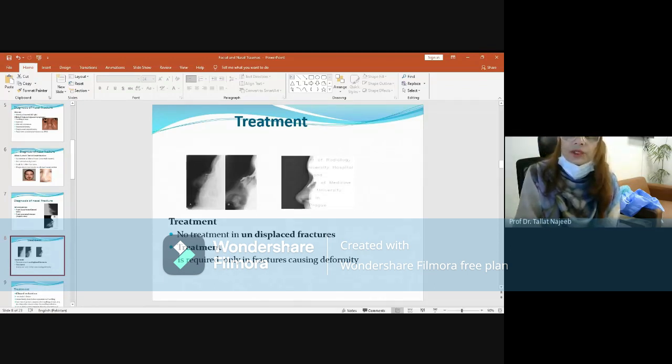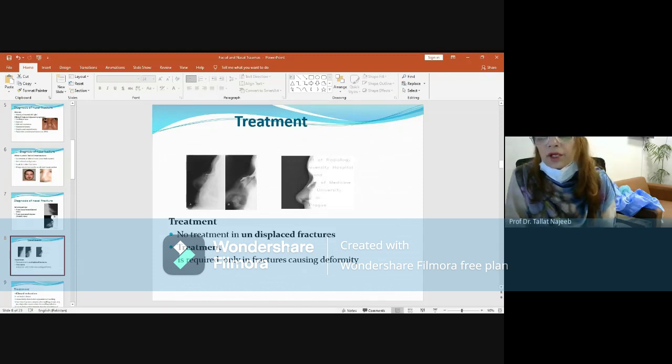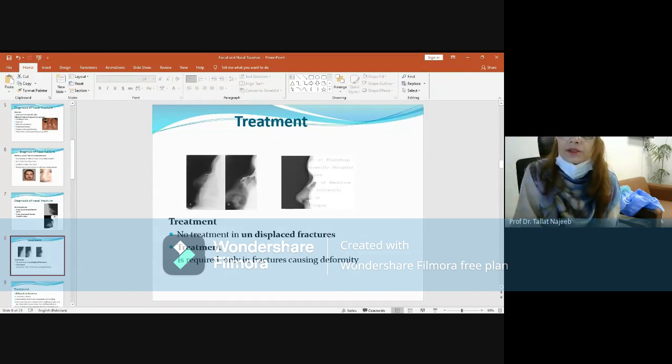So treatment: if the fracture is not displaced, no treatment is given. You will give only a painkiller and anti-inflammatory, and after 7 days there will be complete improvement. If the fracture is displaced, the patient will present with a swollen nose. So you will ask the patient to come after 2 to 3 days. When the swelling reduces, you can see some external deformity, like in this X-ray, where you can see there is a displaced fracture. So there must be some external deformity.